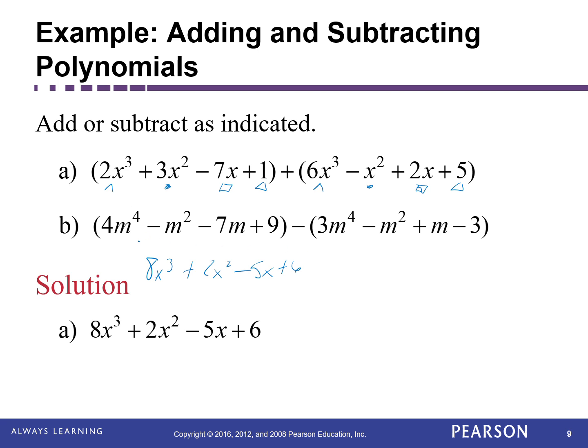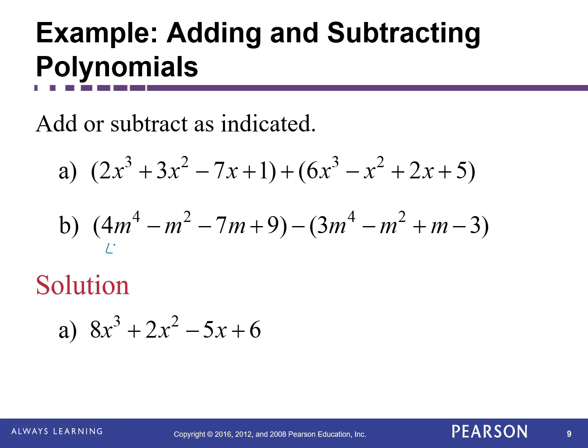Okay. Now the next part, part B, parentheses 4m to the fourth minus m squared minus 7m plus 9, close parentheses, minus parentheses 3m to the fourth minus m squared plus m minus 3, all in parentheses. Now because this one is subtracted, this subtraction term needs to go to every single term within that parentheses. So basically like the distributive property there. Okay, so what it really is, and I'm going to erase this other work out of the way so that we can start fresh.